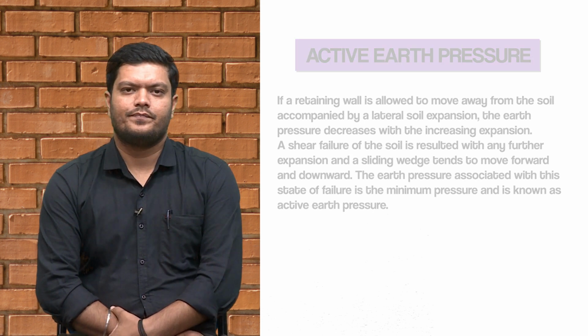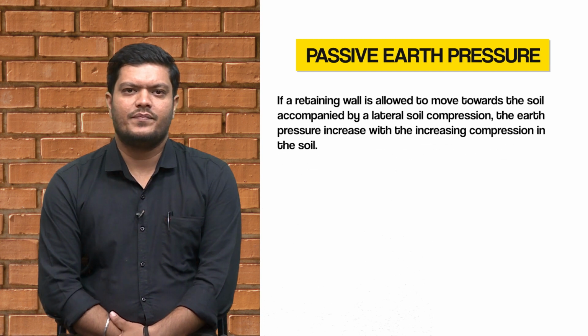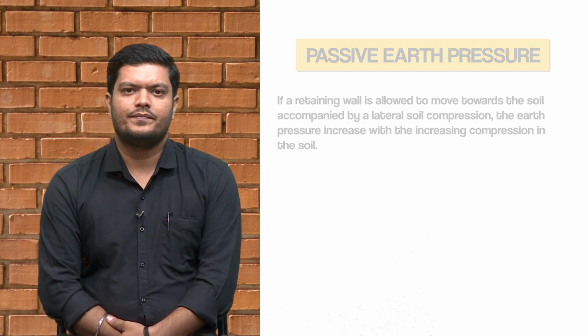earth pressure. Passive earth pressure: if a retaining wall is allowed to move towards the soil accompanied by a lateral soil compression, the earth pressure increases with the increasing compression in the soil.